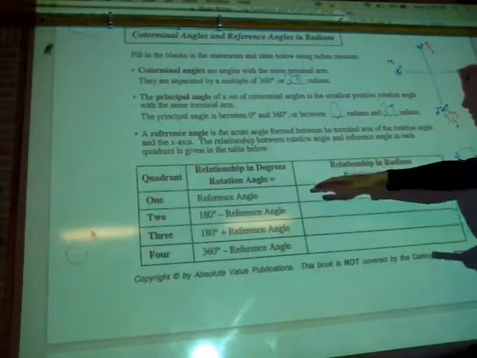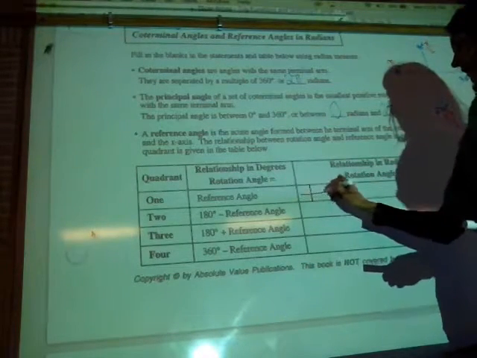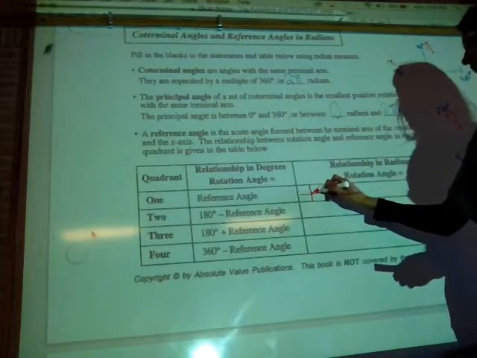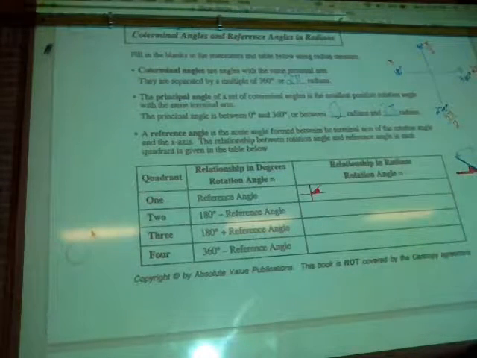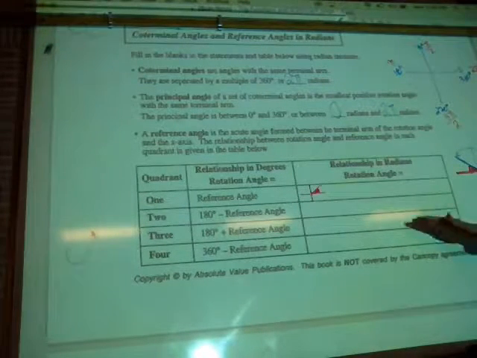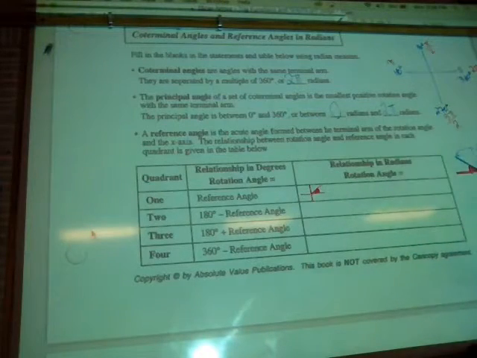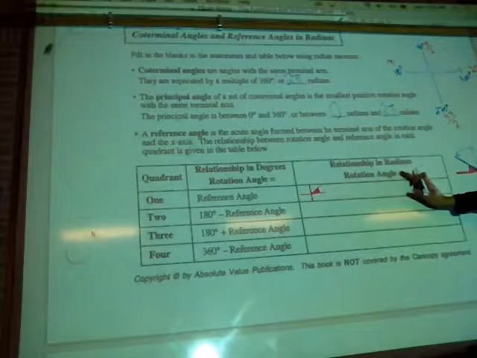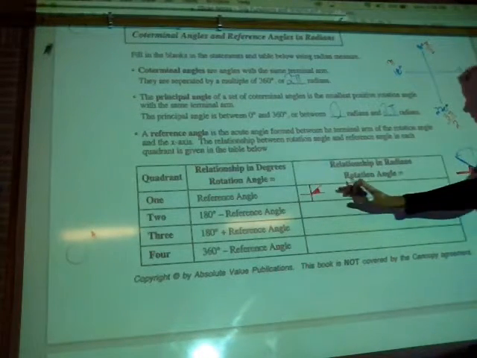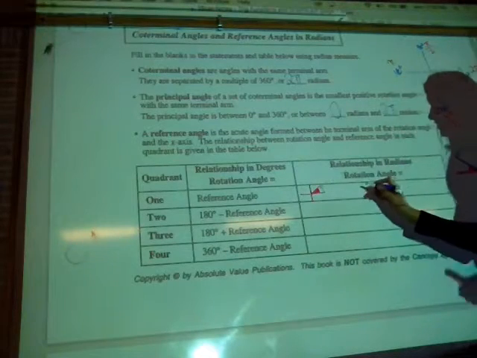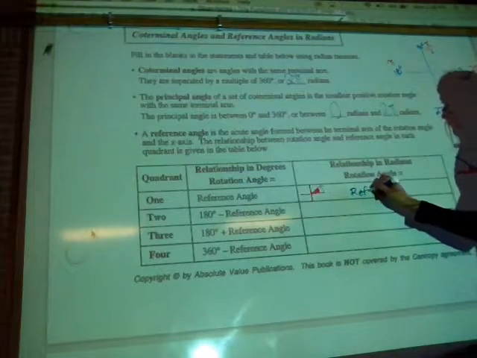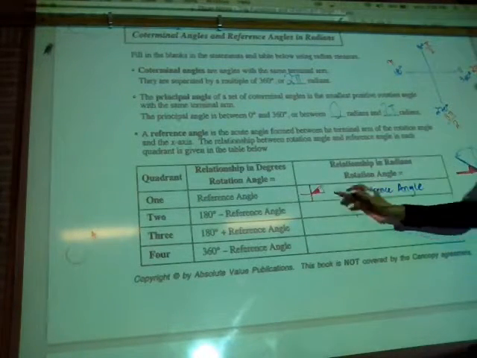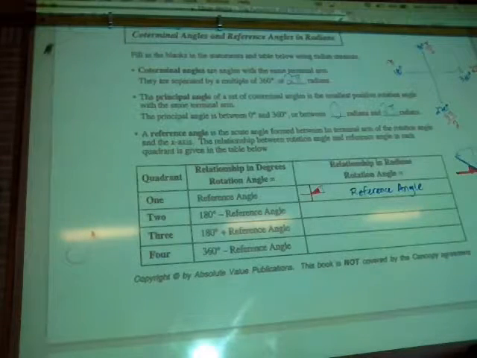So let's just talk about quadrant 1. If you had a reference angle given, what would be your rotation angle? It's exactly the same. So in quadrant 1, your rotation angle and reference angle are exactly the same. This table of values is referring to what the rotation angle would equal. So here the rotation angle would be equivalent to the reference angle. So if you rotated 30 degrees, your reference angle is 30 degrees.